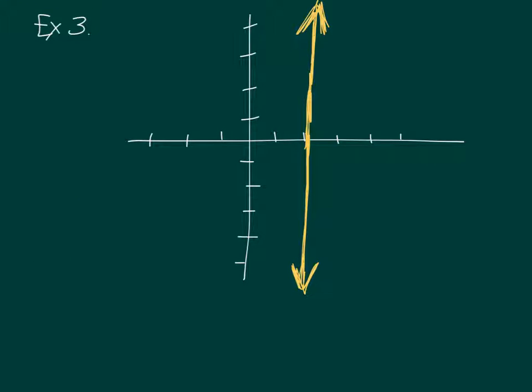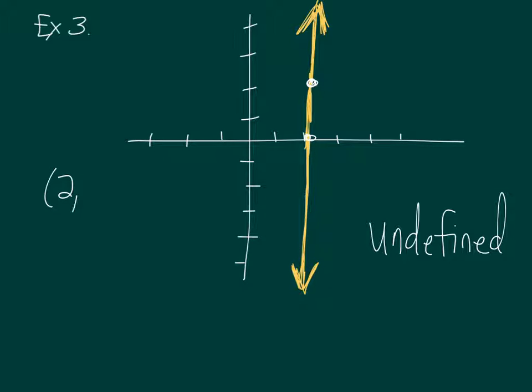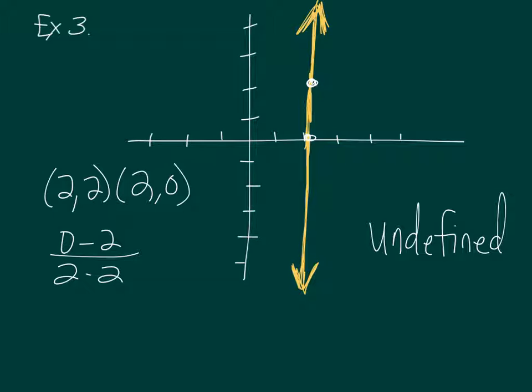All right, you got to love this because you should be able to find the slope right away by looking at this, and you should say the slope is undefined because it is a vertical line, perfectly vertical. But I could pick this point, and I could pick like that point, and if I did, I had (2, 2) and (2, 0), and I get 0 minus 2 over 2 minus 2, and I end up with negative 2 over 0. I can't divide anything by 0, so thus it's undefined.